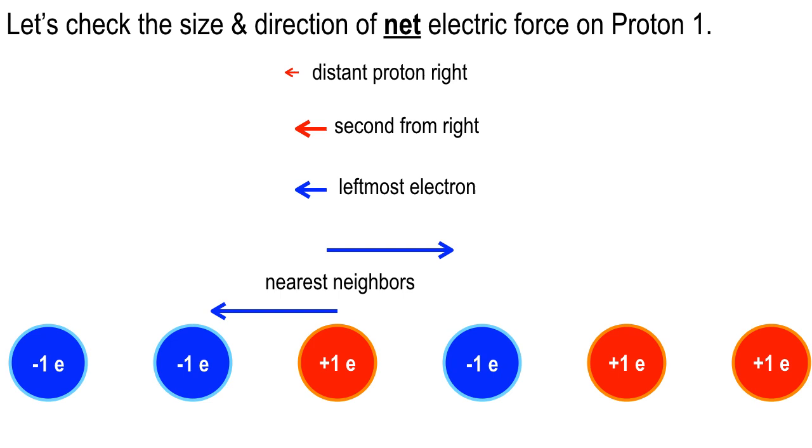This one's going to be minus 90. This one's going to be minus 90. This one's going to be positive 360. This one's going to be negative 360. Uh-oh.